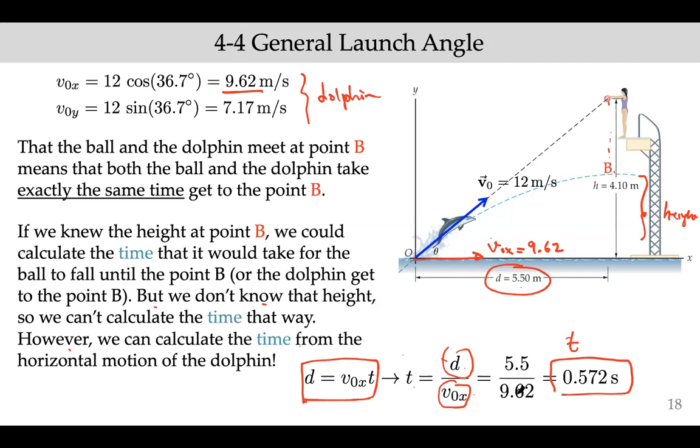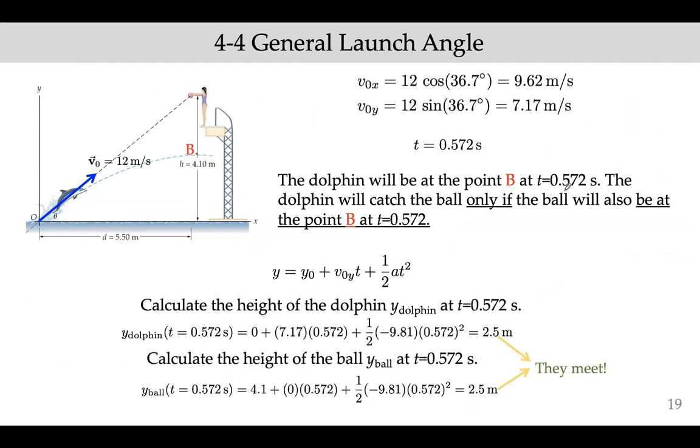So in this case, I actually calculated this from the dolphin's horizontal motion, but I haven't shown you that it really takes the same amount of time for the ball to fall down. So I have to show you also that the time for the ball to fall down here is exactly this time. If it is, then we can say, yes, these two objects, the dolphin and the ball, will meet at point B. Let's do that now.